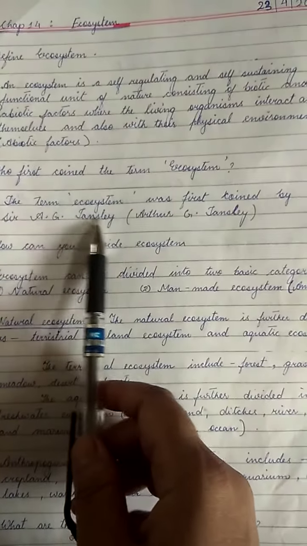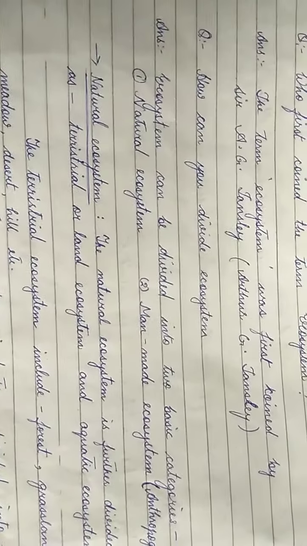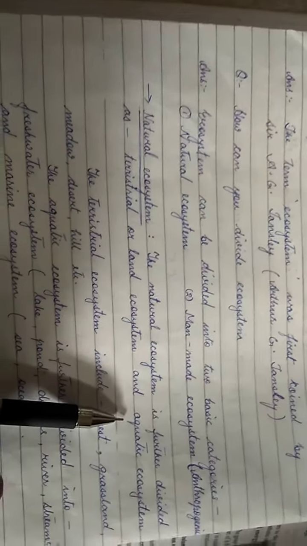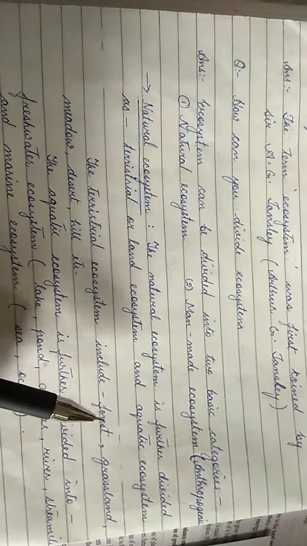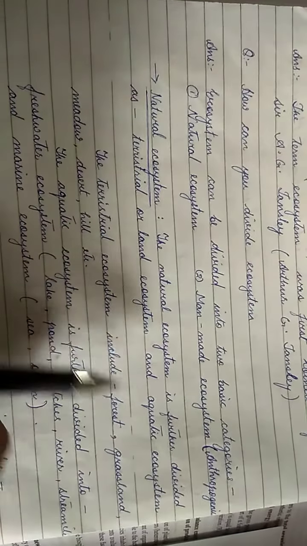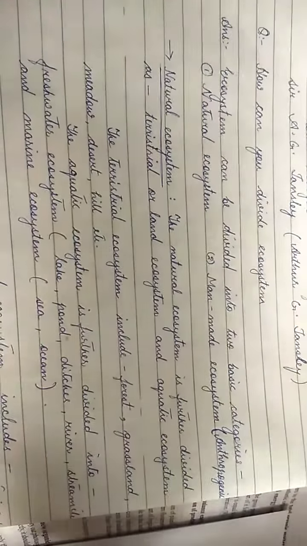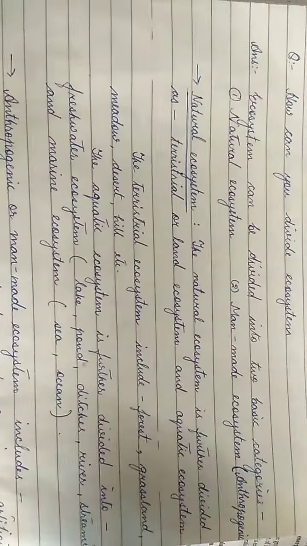Okay? Next, the term ecosystem was first coined by Sir A.G. Tansley. Right? The next thing is that ecosystem can be divided as natural ecosystem or man-made ecosystem. Natural ecosystem obviously comprises forest, grassland, meadow, desert, hill, etc. And aquatic ecosystem comprises lake, pond, ditches, river, stream, etc., ocean, seas, etc.